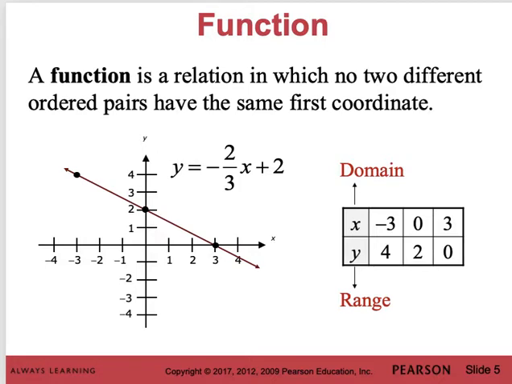A function is a relation in which no two ordered pairs have the same first coordinate. No two ordered pairs, so no two points have the same x value. So what that means is if x is equal to -3, I can't have two different numbers for y. I can't plot a point that has (-3, 4) and (-3, -2). Okay, that would not graph a line. So we need to make sure that no two values for x are the same.